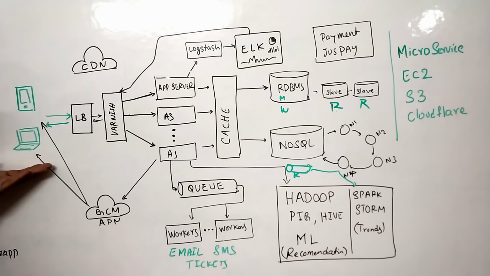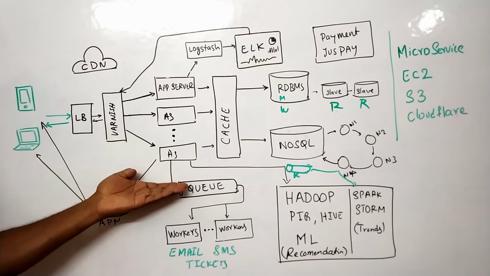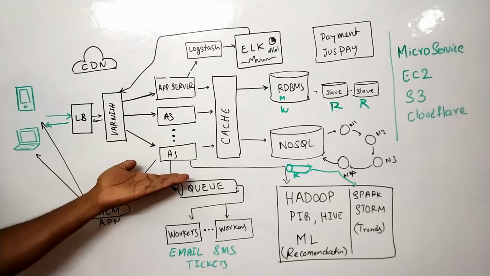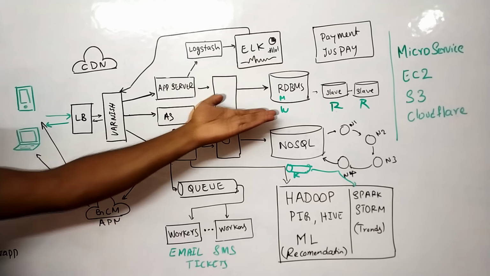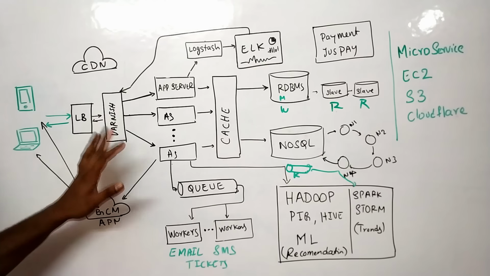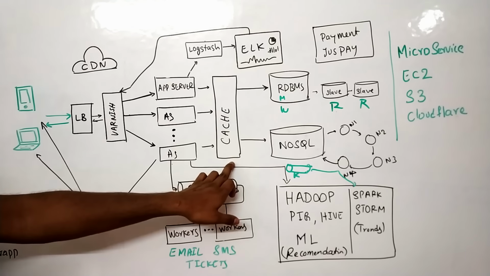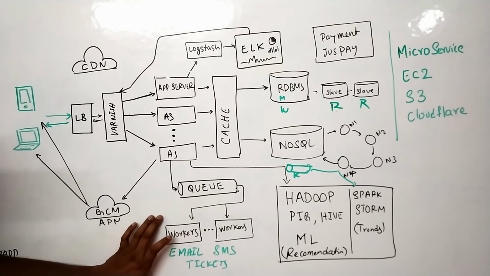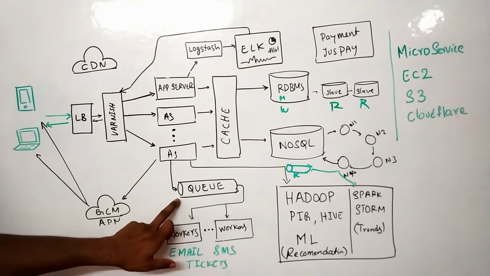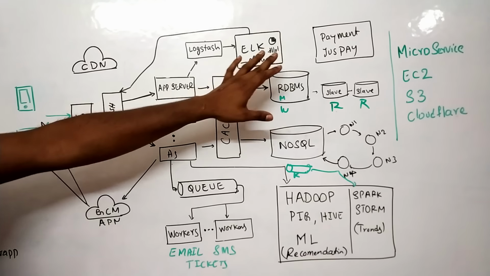BookMyShow's UI is built on top of React.js, Bootstrap, JS, and CSS. The server they use is Java, Spring Boot, Swagger, and Hibernate. The database which they use is MySQL, and the server I haven't shown here is Tomcat. For the caching, they have used Hazelcast. For all kinds of distributed systems, they are using RabbitMQ, and the payment gateway they are using is JustPay.